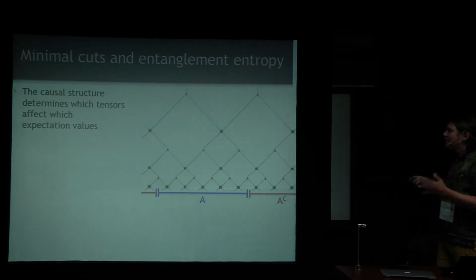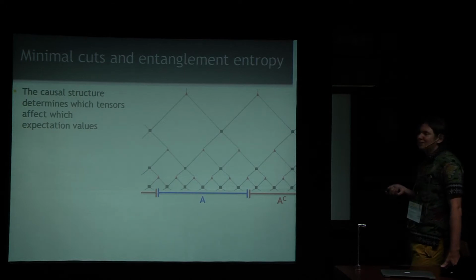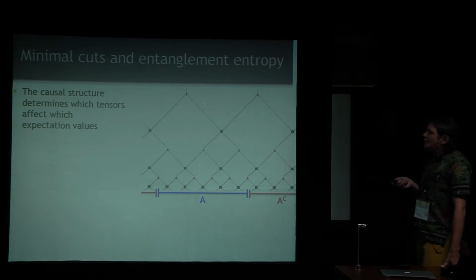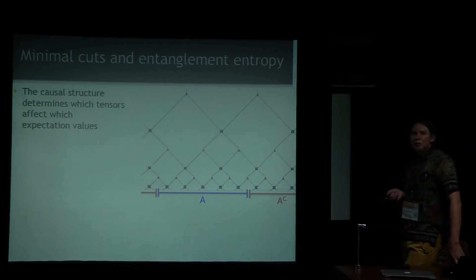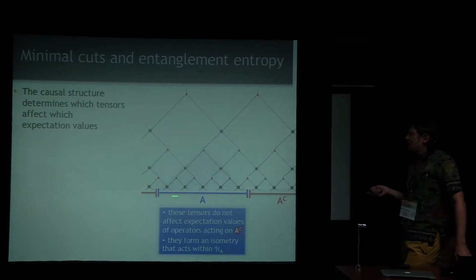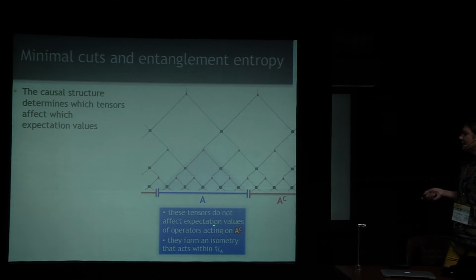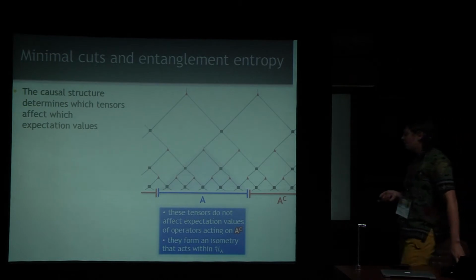Now that we know this causal structure, we're ready to discuss entanglement entropy. So we learned on the previous slide that thanks to this causal structure, only subsets of all tensors enter computations of expectation values. Suppose that I divide my system into two regions, A and A complement, and I want to compute the expectation value of an operator which acts non-trivially only on A complement. Then, as a corollary of the previous slide, I know right away that these tensors are going to be irrelevant for that computation. So these tensors do not affect expectation values of operators on A complement. Another way to say this is that they form an isometry that acts entirely within H_A.